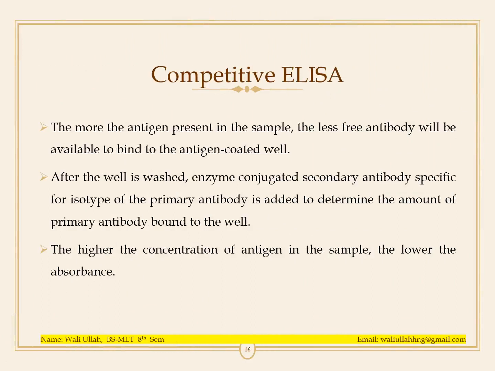The more antigen present in the sample, the less free antibody will be available to bind to the coated well. After the well is washed, an enzyme-conjugated secondary antibody specific for the isotype of the primary antibody is added to determine the amount of primary antibody bound to the well. The higher the concentration of antigen in the sample, the lower the absorbance.